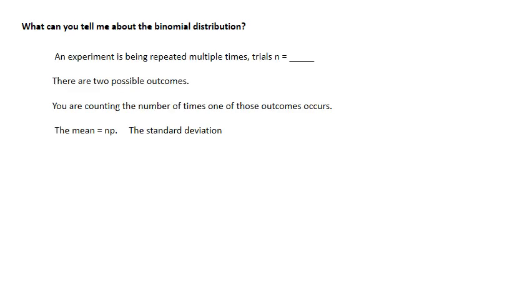Number 1, it's an experiment that is being repeated multiple times, that is, n trials. So, I have a box of 100 light bulbs. I'm testing to see if they're good or bad. That is, there are 2 possible outcomes: good, bad, yes, no, true, false, etc.